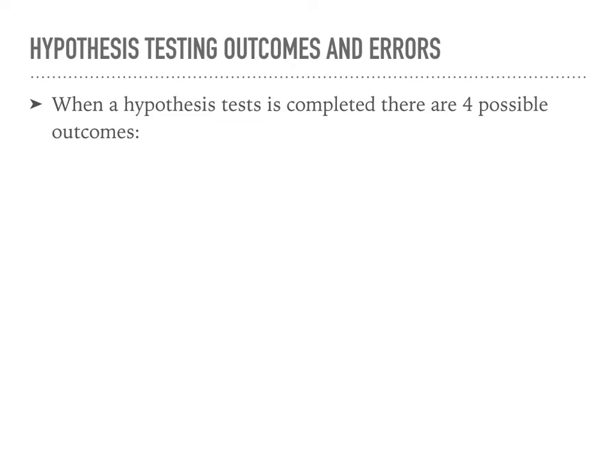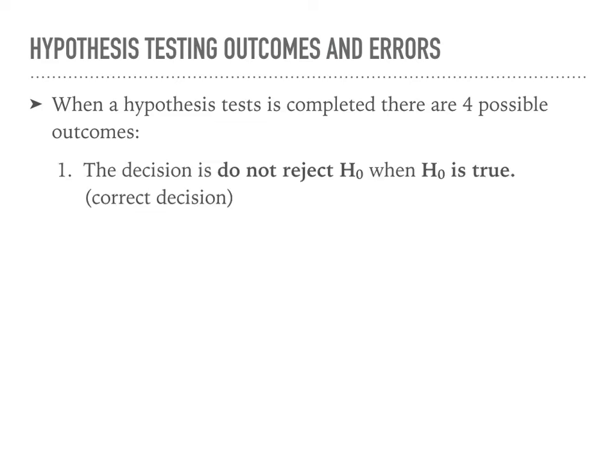When a hypothesis test is completed, there are 4 possible outcomes. First, your decision could be do not reject the null hypothesis, when in fact the null hypothesis is true. Now, you're never going to know if the null hypothesis was true or false, but in this case, you made a correct decision.